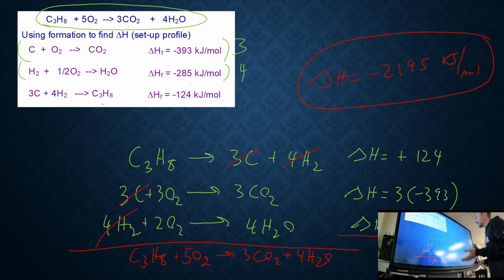So it's the same idea as the graph, because we flipped the propane, because it's not forming, it's breaking apart. That's why it went to positive, and everything else was forming, so that's why they're negative.